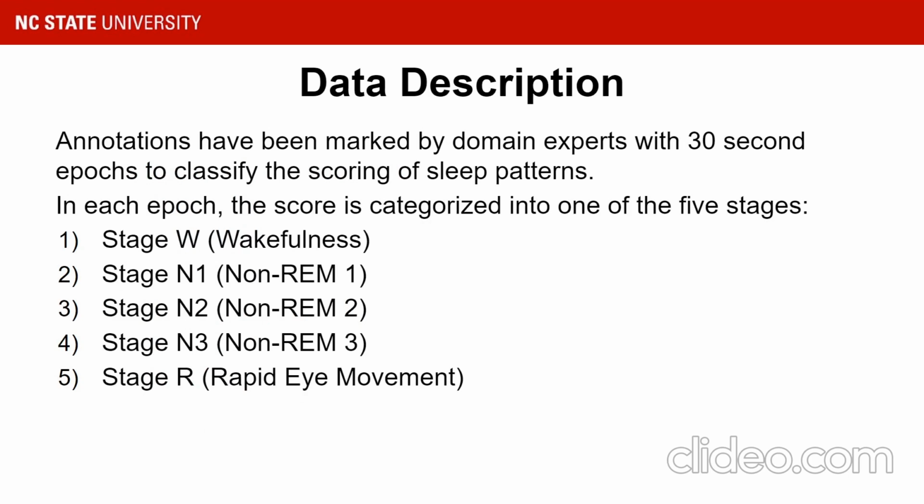So in terms of our class labels, annotations have been marked by sleep experts with 30-second epochs to classify the scores of sleep patterns into 5 stages. And so these 5 stages are stage W, stage N1, stage N2, stage N3, and stage R.